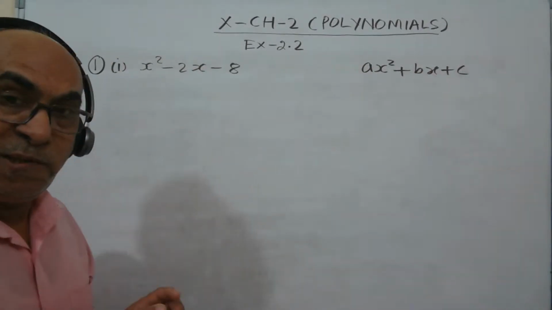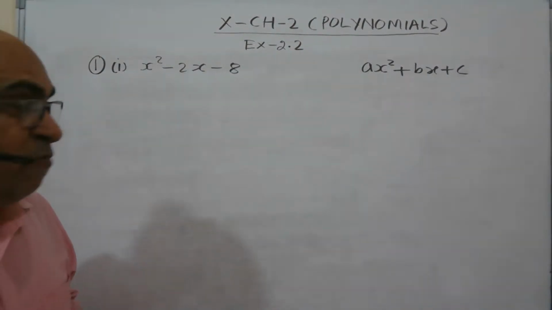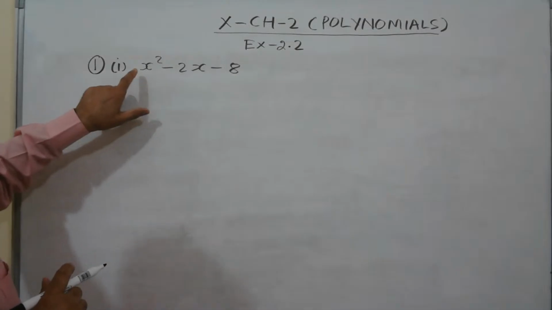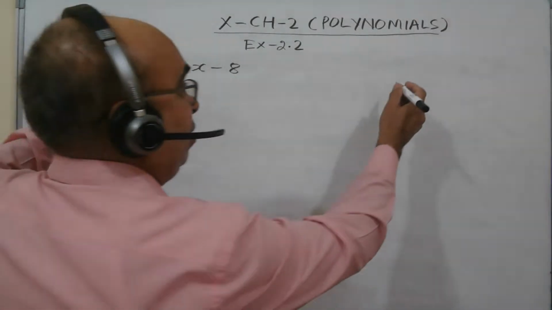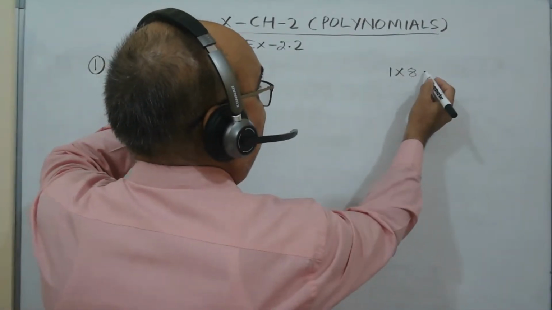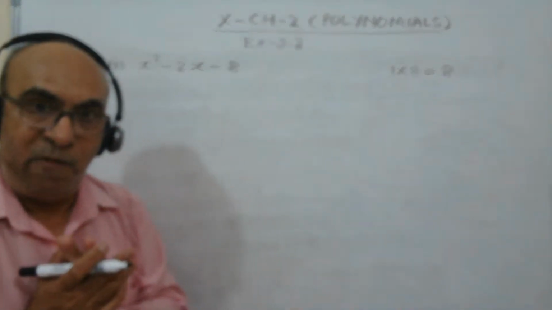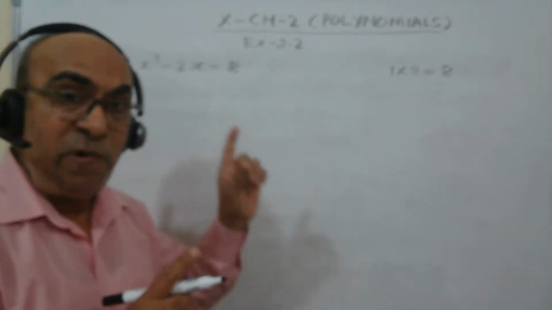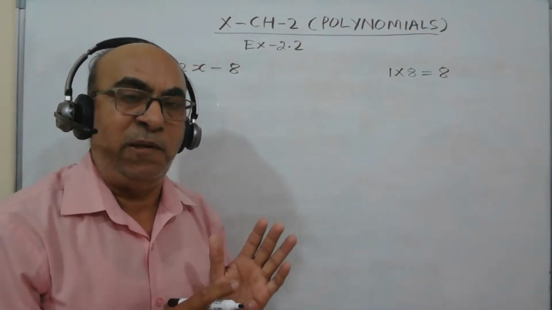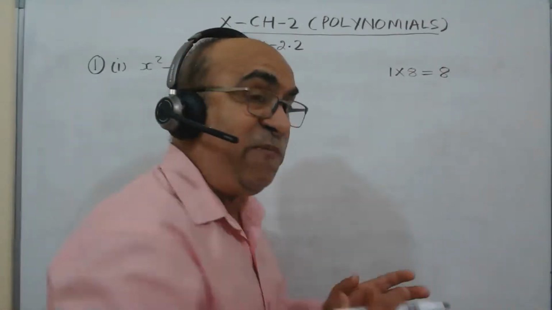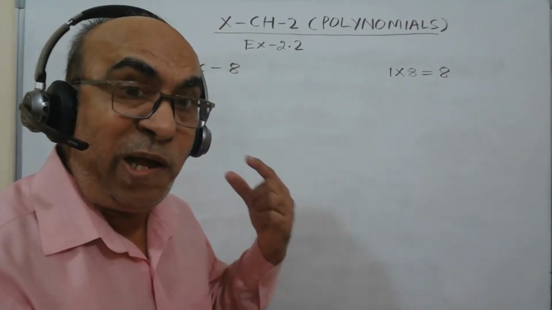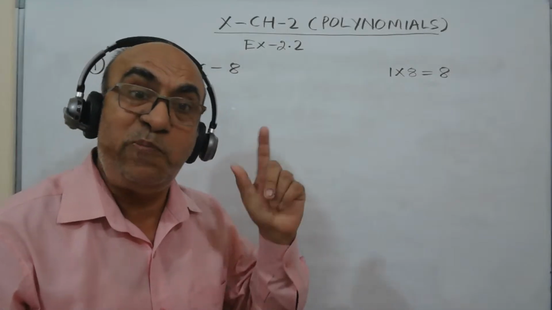After writing it in standard form, you find the product of the coefficient of x square and the constant term. What is the coefficient of x square here? 1. And the constant term is 8. Then the product is 8. This is the first step: find the product of the coefficient of x square and the constant term. No need to see the sign. If the product is a very big number, then we will do another way. If it is a small number, then you can recall pairs of numbers whose product equals 8.